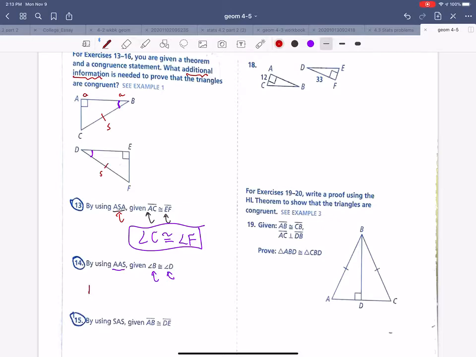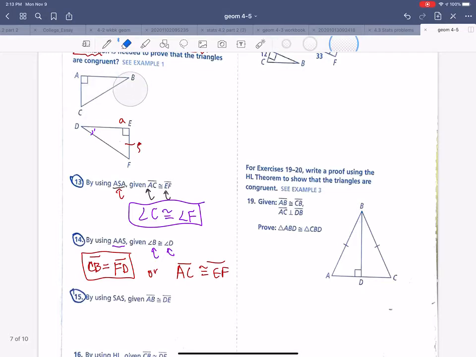So that would work if I had side CB matching side FD, then I'd have angle, angle, side. I also could have this side over here match this side. So that would also spell angle, angle, side, or AC matching EF.